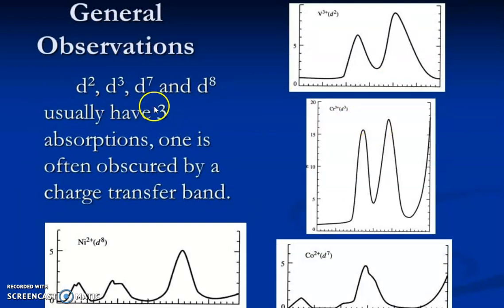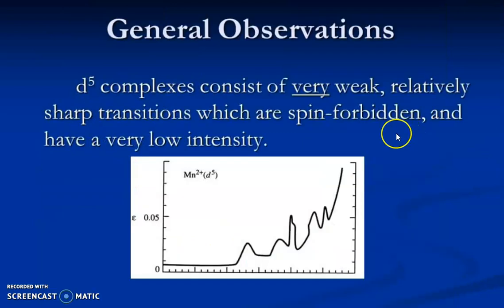General observation: d2, d3, d7 and d8 usually have three absorptions. One is often obscured by a charge transfer band. So you can see 1, 2, 3, and here 1, 2. Here 3 is clear, but again there is a hump. This 2 is very nice, but there is a hump. Now general observation: d5 consists of very weak, relatively sharp transitions which are spin forbidden and of very low intensity. You can see intensity is very low, or there is no sharp peak.